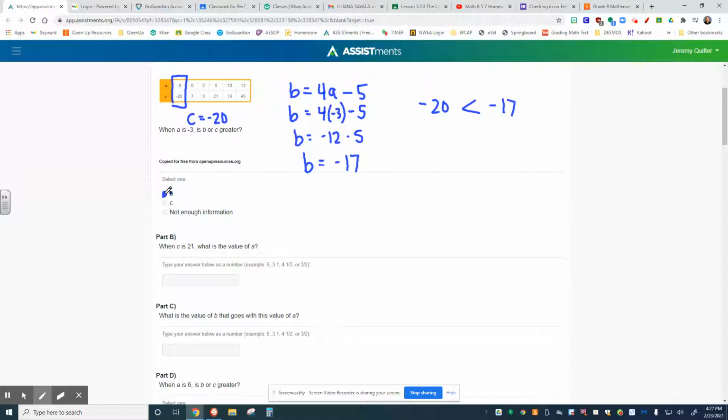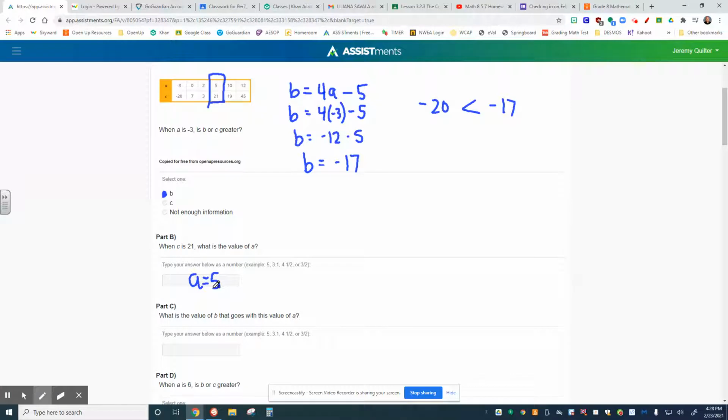In part B, when c is 21, okay, let's get rid of some of this information here. When c is 21, what is the value of a? Well, since there's no c in my equation, b equals 4 times a minus 5, I don't have to worry about that one. I just simply have to read my table. When c is 21, a is equal to 5, but I don't think you're supposed to put a equals, just put 5 in there, I believe is what it's after. Put a equals 5, I'd be much happier with that.